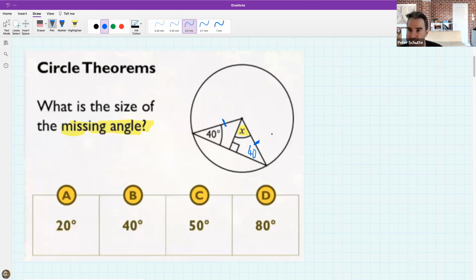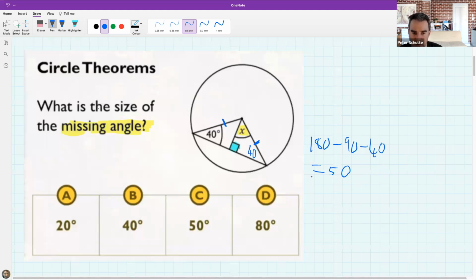Perfect. Okay. So Letty has noticed that there are two radii and they are equal, which gives us an isosceles triangle. So that's 40 and that's 40. Now we also know that there's a 90. And because this is a triangle, we know it adds to 180. So 180 minus 90 minus 40 gives us 50, which is C.